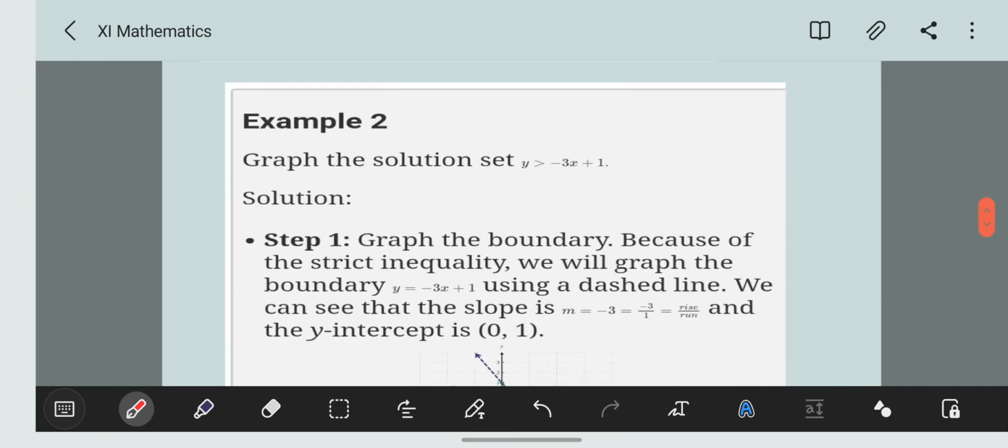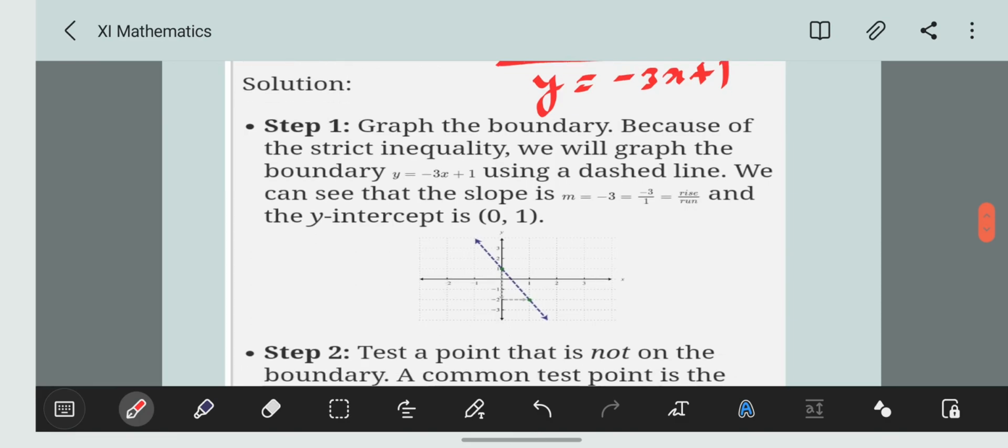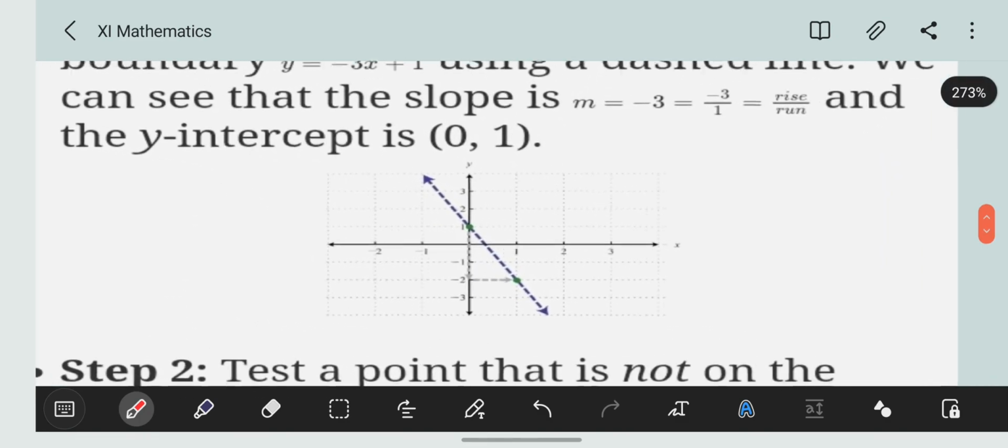Let's talk about a different example here. Graph the solution set y more than minus 3x plus 1. If you see here, this is a strict, non-inclusive inequality. For that case, first of all, we have to get the solutions by equating y equals minus 3x plus 1, and then finding different solutions of x and y and plotting them on the graph. So it looks like this.